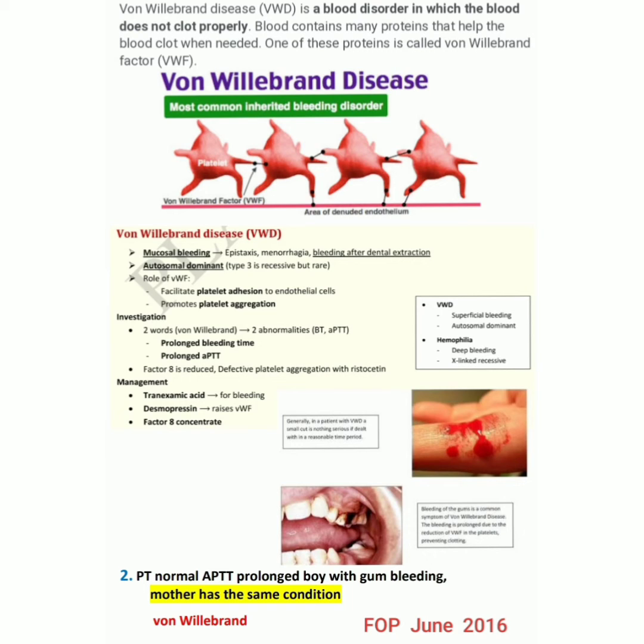Investigations. In von Willebrand disease there are two abnormalities, that is bleeding time and activated partial thromboplastin time. So, in von Willebrand disease, there is prolonged bleeding time and prolonged APTT. Factor 8 is reduced, and there is defective platelet aggregation with ristocetin.